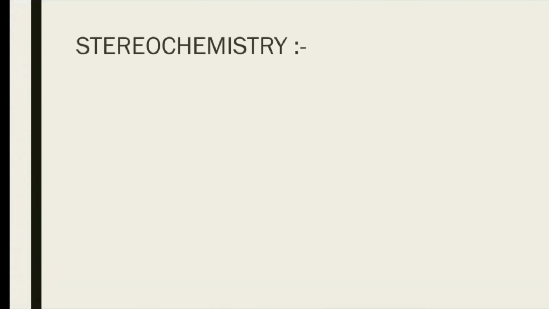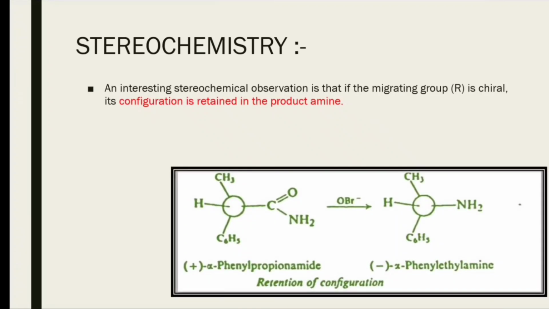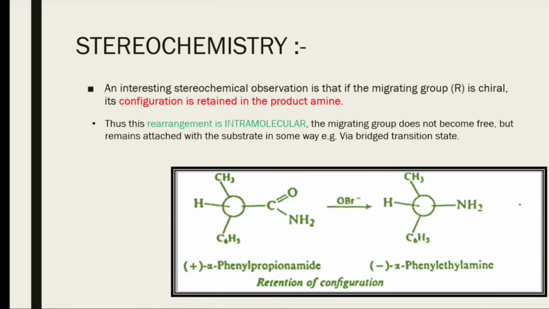So now let us discuss the stereochemistry of this reaction. As we have seen in the mechanism, the R group of the amide migrates to nitrogen, so if the migrating R group is chiral, then its configuration is retained in the product amine. As you can see in this picture, there is retention of configuration. Thus, this rearrangement is intramolecular in nature. The migrating group does not become free but remains attached to the substrate in some way.